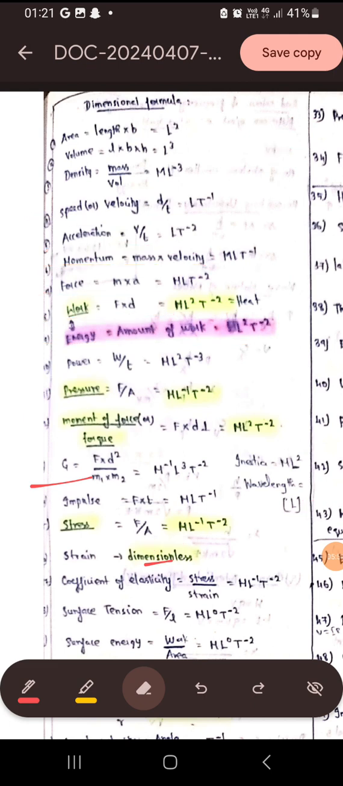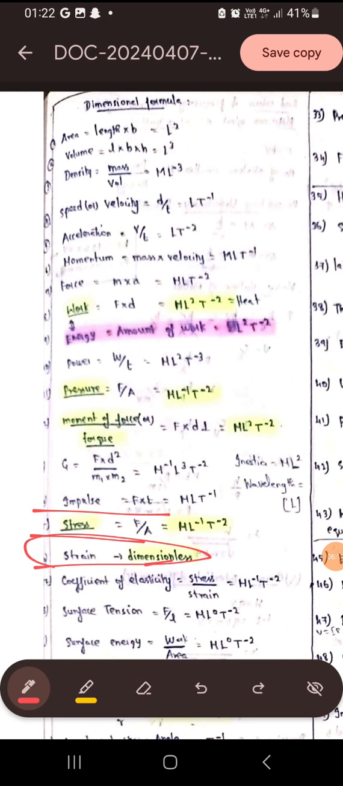Let me erase this. An impulse is force into time. Stress is also the unit of pressure, force by area. Strain is dimensionless, remember it. And coefficient of elasticity is stress by strain. And surface tension, force by length.